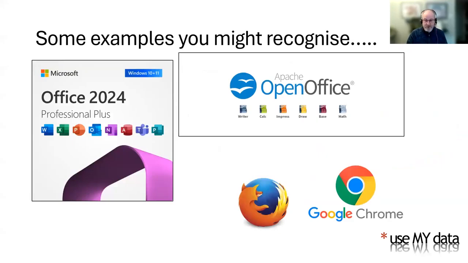So, some examples that you might recognize. There's just two up there; I'll come to some more later on. Many of you will have Windows on your computer, and you'll have a version of Microsoft Office, which you'll have paid, I don't know, £70 or something per year to run as a license. So that's proprietary software. You can't change that software, and it's produced by Microsoft, and they take the money and the credit for doing that.